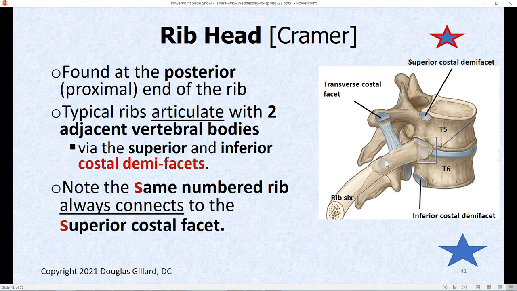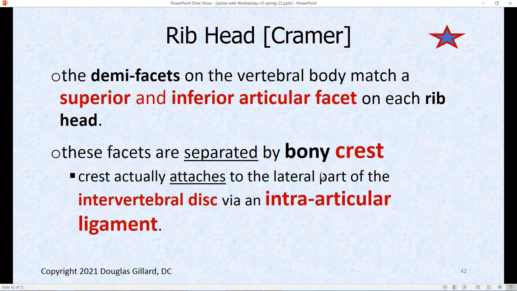The only non-member here, and be careful with this, is that the superior facet of the rib head connects to the inferior costal demi-facet of the bone above. So rib number six is connected to six and five. Make sure you understand that. There will be a lot of questions coming. Those are high yield board questions. You've got to know those things.